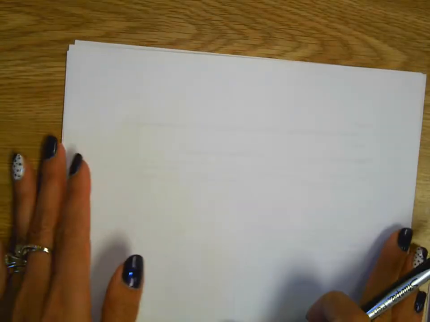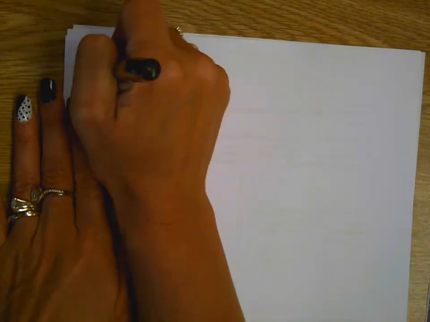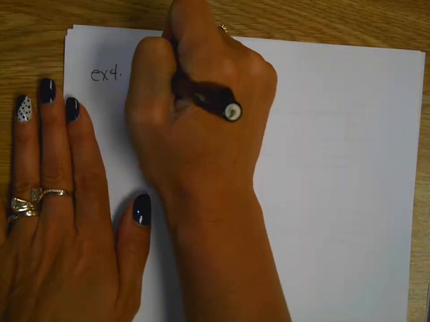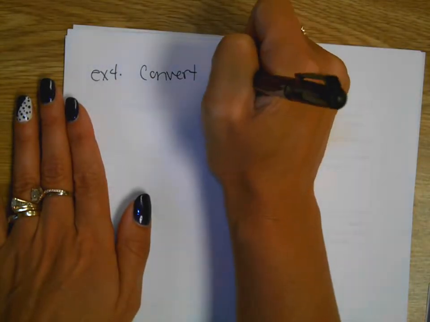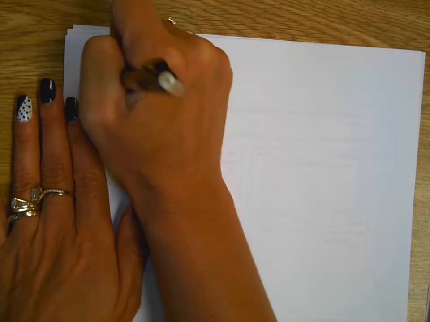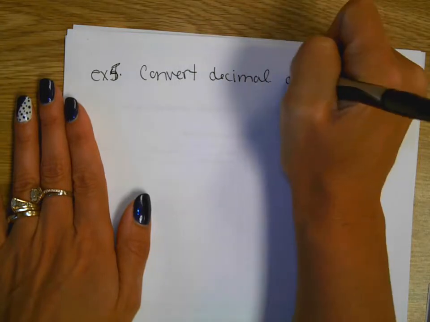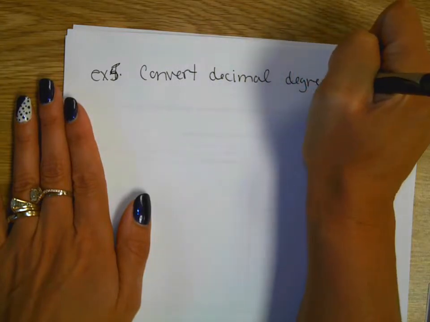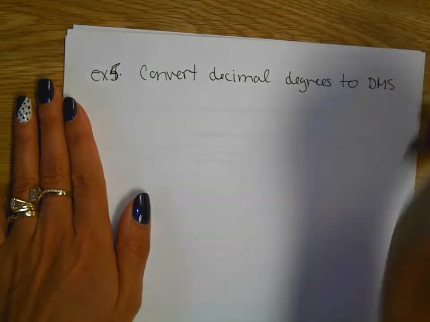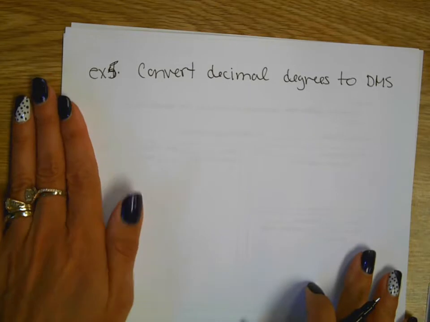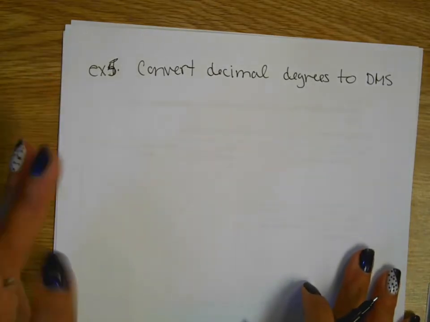Okay. Next thing I want you to be able to do, by hand and with the calculator, is to convert decimal degrees to degrees, minutes, and seconds. Okay. Start with some common sense. Let's come up with our process we're going to use when they're ugly.